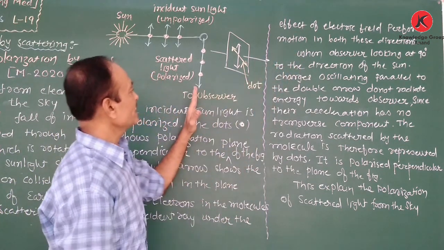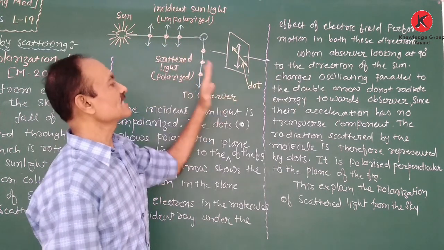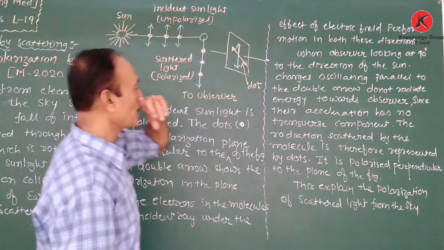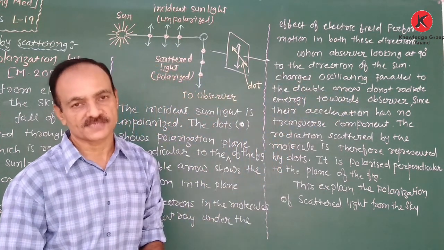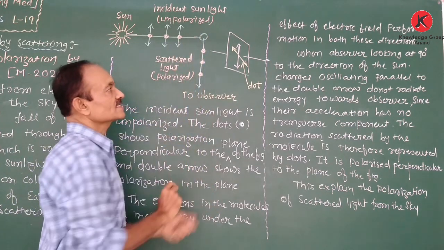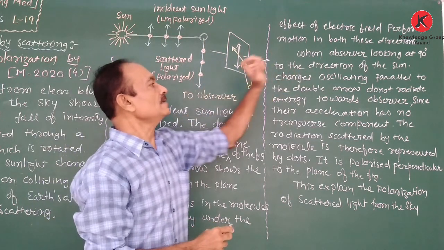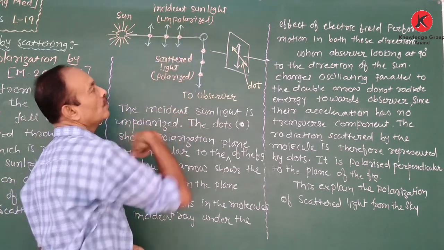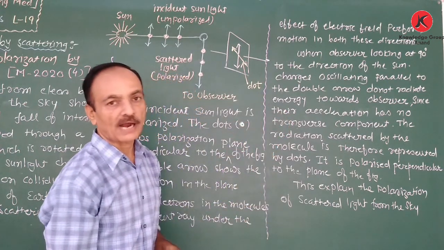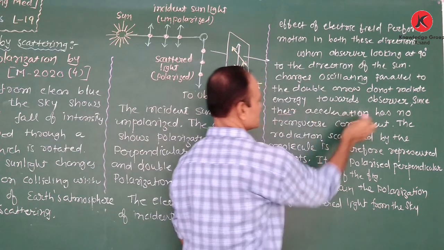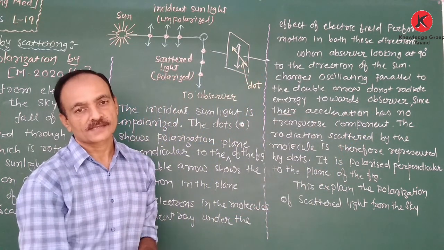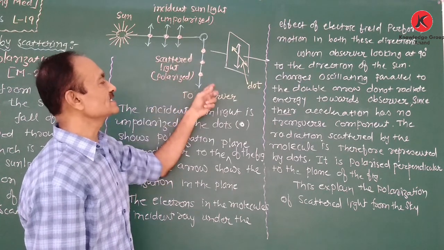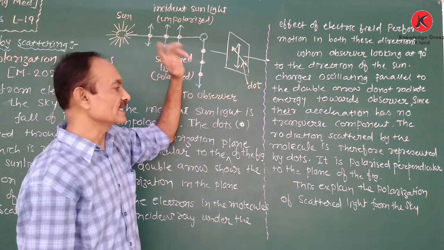So when the observer looks at 90 degrees to the sun, the charges oscillating up and down, parallel to the double arrow, do not radiate energy towards the observer. The observer is observing in a direction perpendicular to the direction of the sun. What is the reason? The acceleration has no transverse component. The acceleration takes place only in the vertical up and down direction, so the energy radiated is zero in the perpendicular direction.